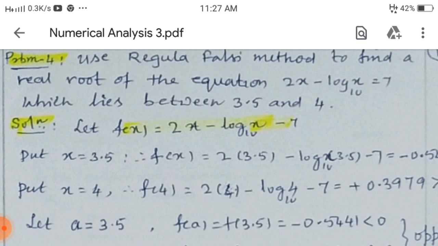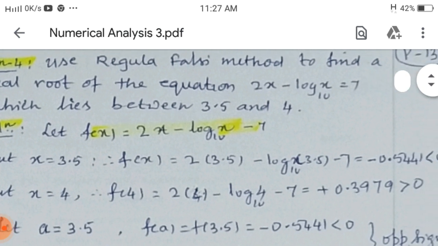Put x is equal to 3.5 in above f of x. Therefore, f of 3.5 is equal to 2 into 3.5 minus log 3.5 to the base 10 minus 7, which is equal to minus 0.5441. It is negative. Put x is equal to 4. f of 4 is equal to 2 into 4 minus log 4 to the base 10 minus 7, which is equal to plus 0.3979. It is positive, greater than 0.